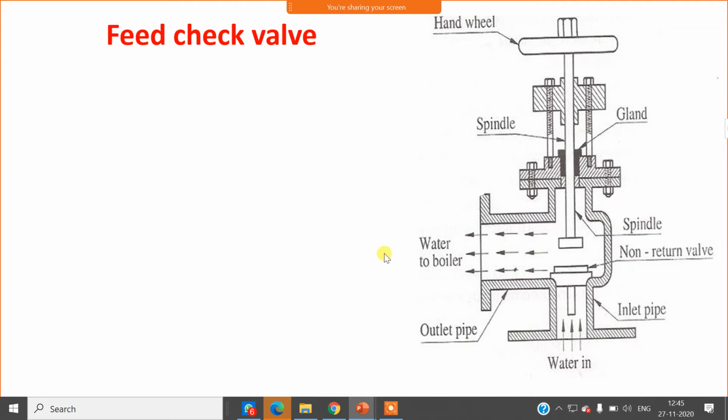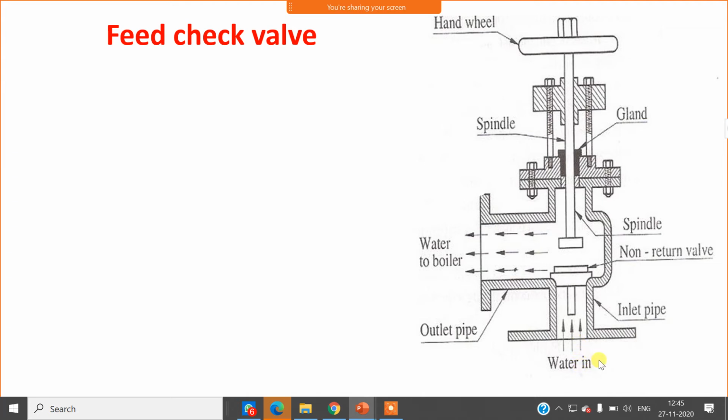Therefore there is a difference in material of the feed check valve and the steam stop valve. The steam stop valve handles steam because it has to carry steam to the turbine. The feed check valve handles water, which is at high temperature and high pressure. The feed check valve supplies high pressure water to the boiler. Now this lower end is connected to the pipe, and that pipe is connected to the hot well.